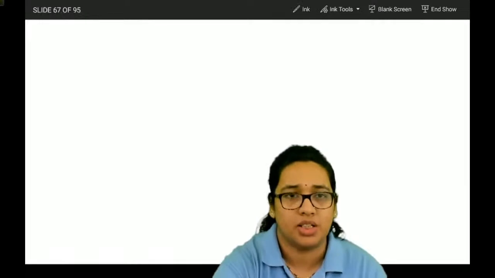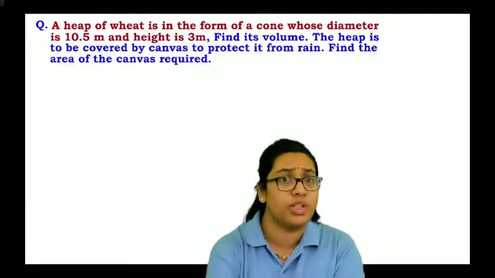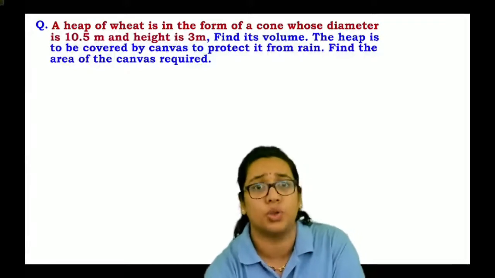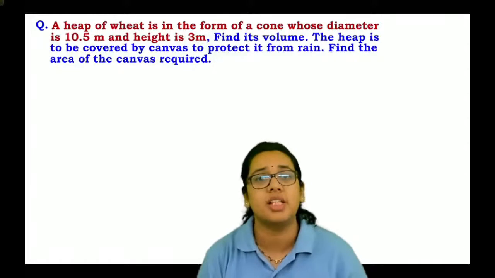So we'll just try to solve a bit difficult question. Okay. Here we have the next question. A heap of wheat in the form of a cone whose diameter is 10.5 meter and height is 3 meter.